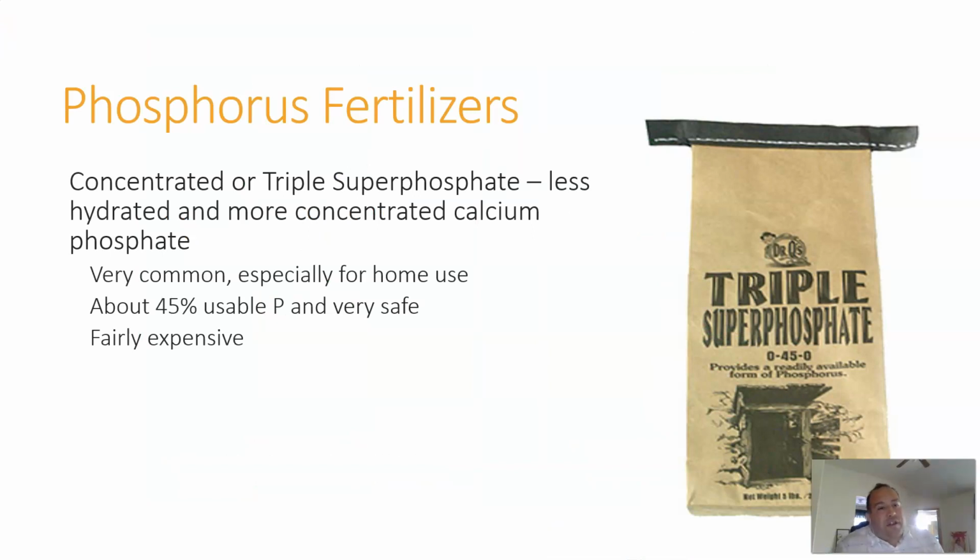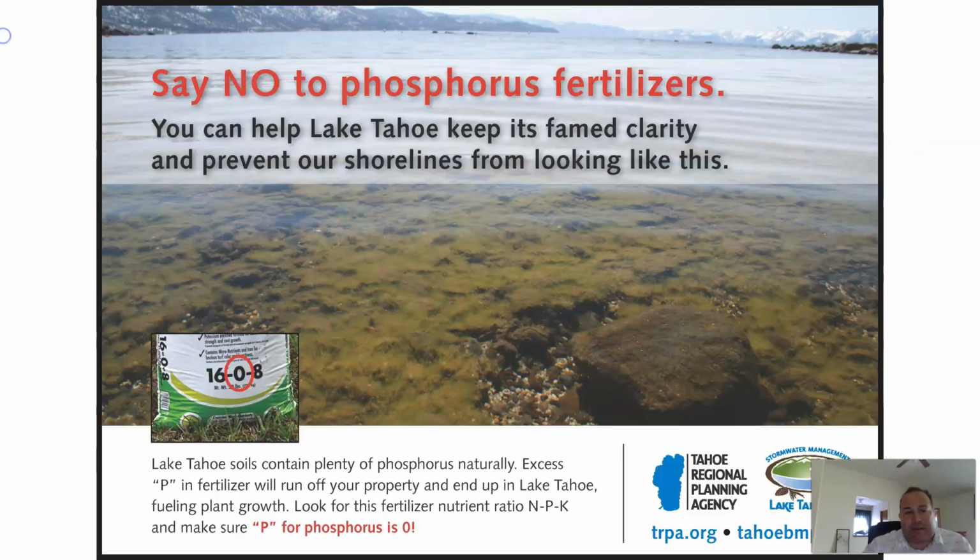Another phosphorus fertilizer is concentrated or triple superphosphate. It's less hydrated and more concentrated calcium phosphate. This is also very common, especially for home use. It's about 45% phosphorus, very safe, and pretty expensive. There's a bag of it, and you can see it's 0-45-0, so that'd be 0 nitrogen, 45% usable phosphorus, and 0 potassium.